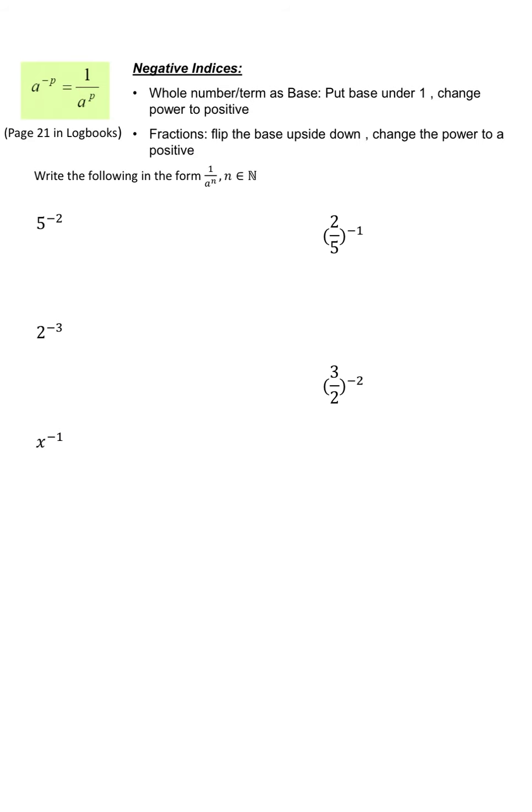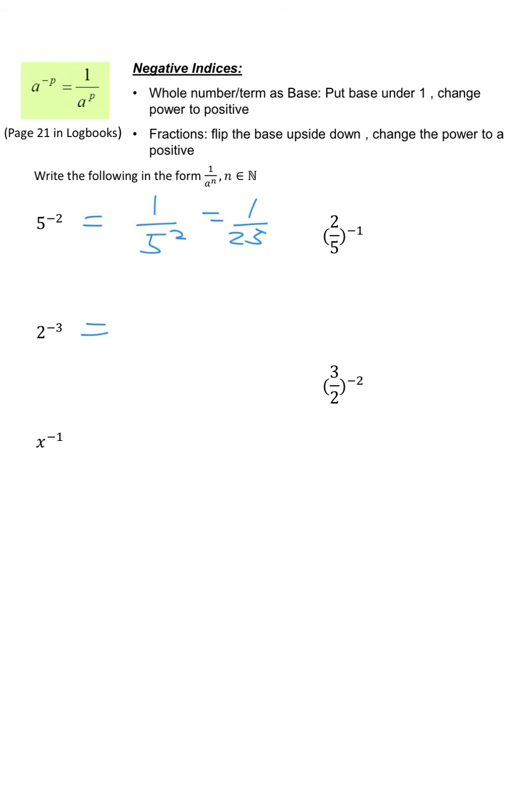Now, you see this when your base is a whole number or else when you have a base as a fraction. So when you have a whole number or just one term like x here as a base, you put it under 1, so you divide by 1, then you change the power to positive. So we'll look there at the first one of 5 to the power of minus 2. So we only have one base, 5, so we put it under 1, then change the power to positive, so then 1 over 5 squared, and 5 squared is 25. So 1 over 25.